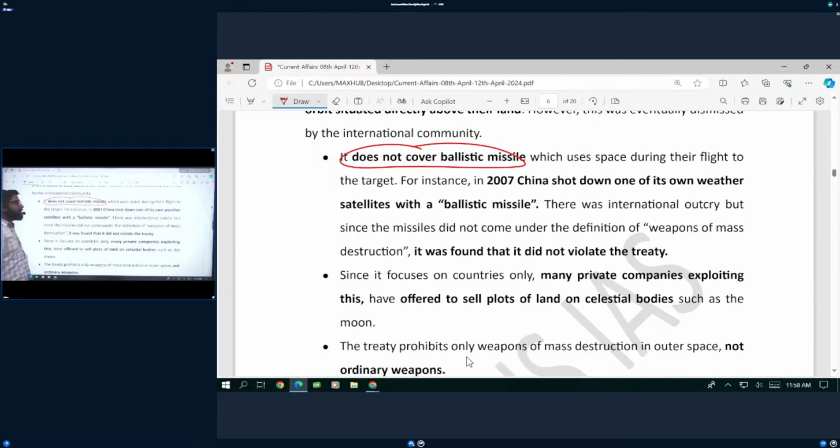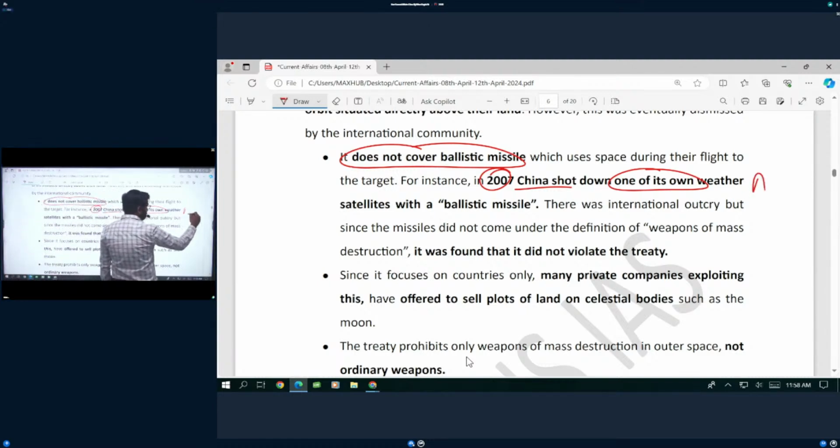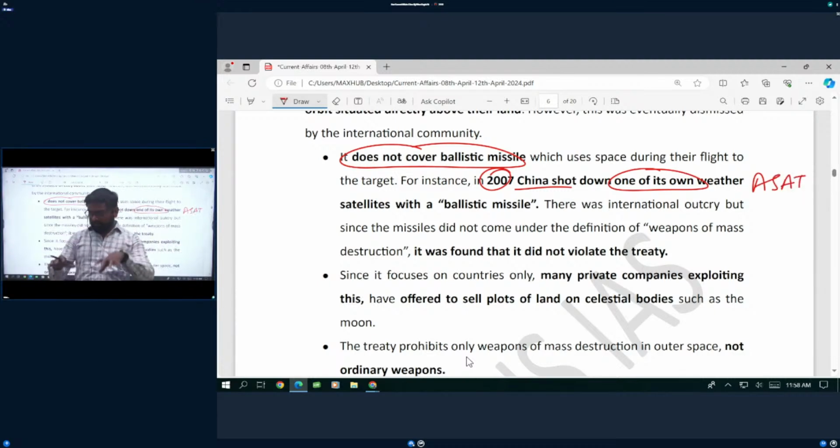Let's take the example. 2007 में China shot down its own satellite. हमने भी shot down की थी, अगर आपको याद हो, ASAT. Operation शक्ति बोलते हैं इसे. America also now has the capacity. India. India is one of the very few countries which are capable of shooting down their satellites in outer space.